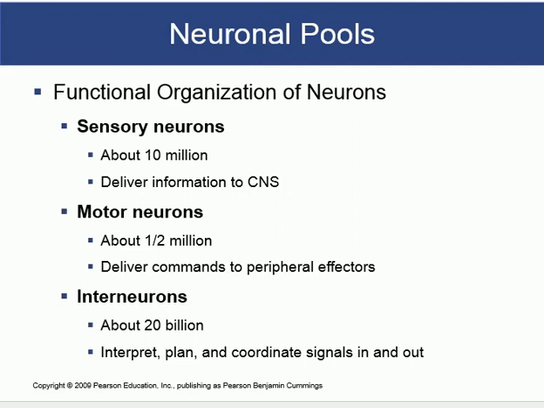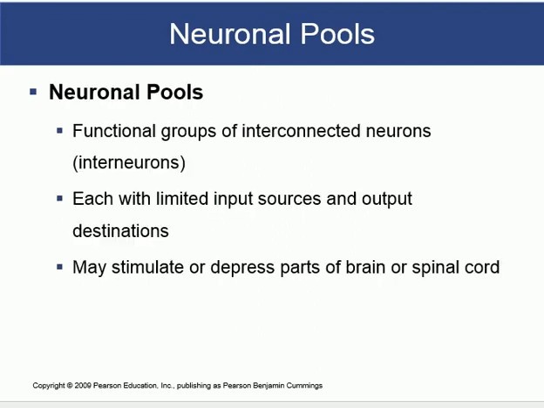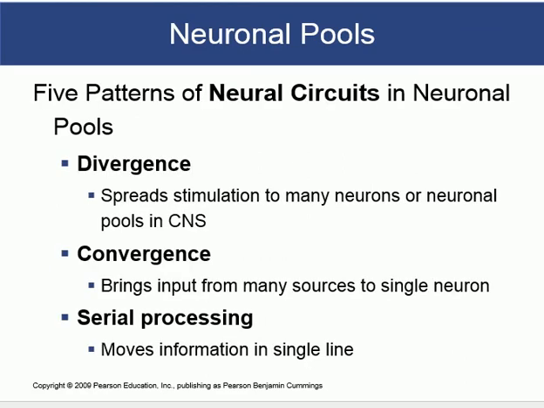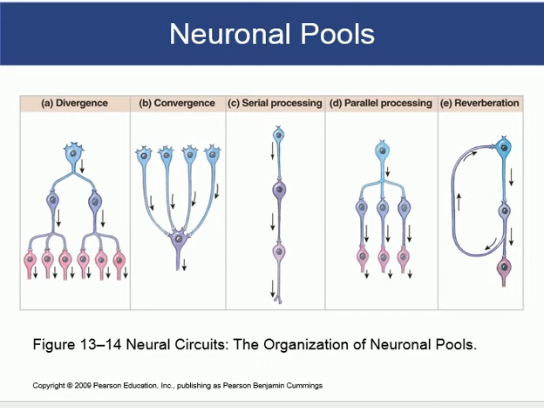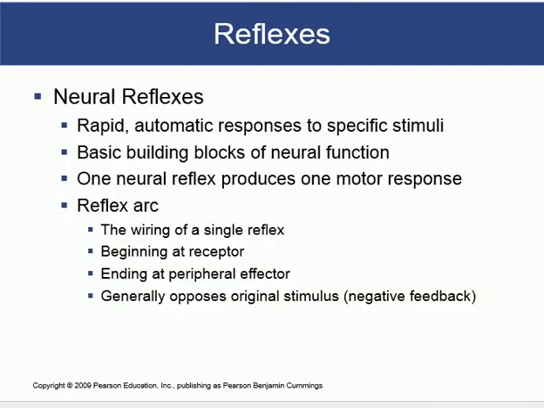Okay, this is what we did today. What's the difference between sensory, motor, and neuron, which is the reflex arc? The arrangement is important to know: divergence versus convergence versus serial processing versus parallel versus reverberation. We need to know this. Different types of reflexes and how they work is important.